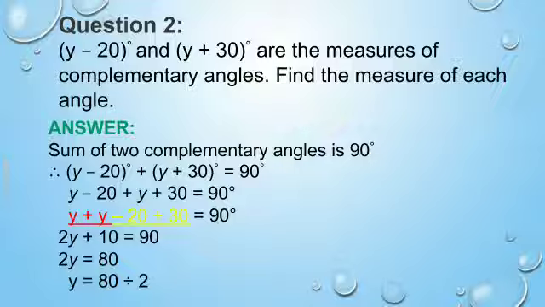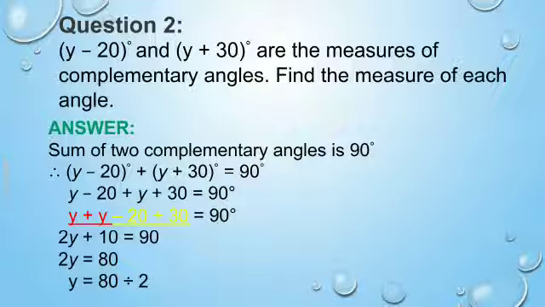Now in the next step you will write down the like terms together. Clear? And the coefficients together. So here your like term is y. So y plus y. And you will write down the coefficients together, that is minus 20 and plus 30. Clear? Is equal to 90 will come as it is.